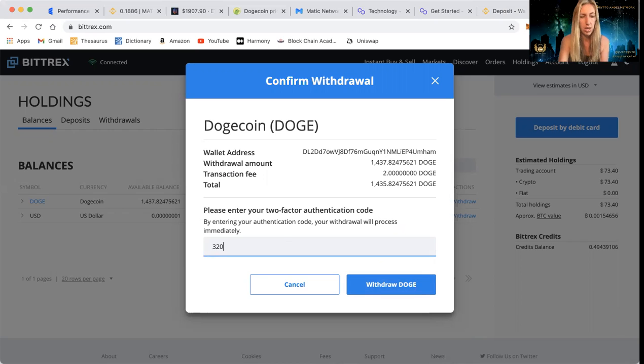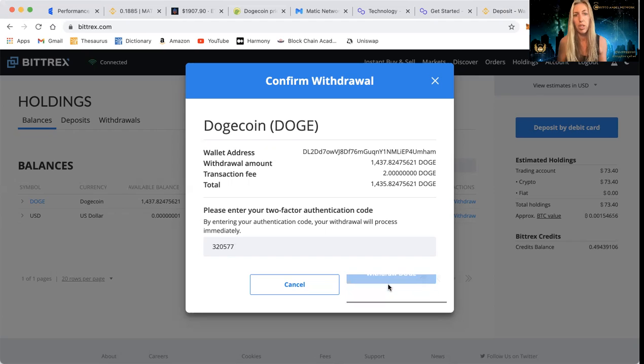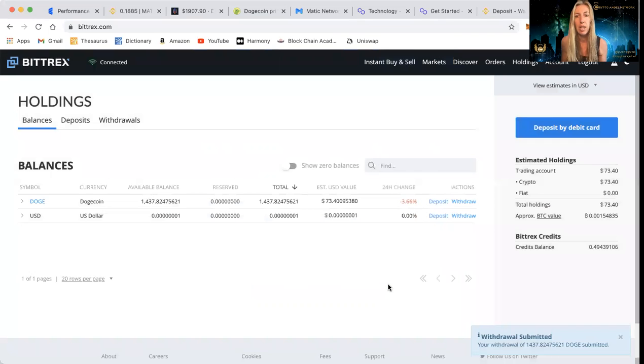Let's enter that and withdraw Doge. Let's see what happens. So hopefully something's happening. Okay, it said it's withdrawing, looks like. And let me just move myself over here. Bittrex credits. And let's go to holdings again.